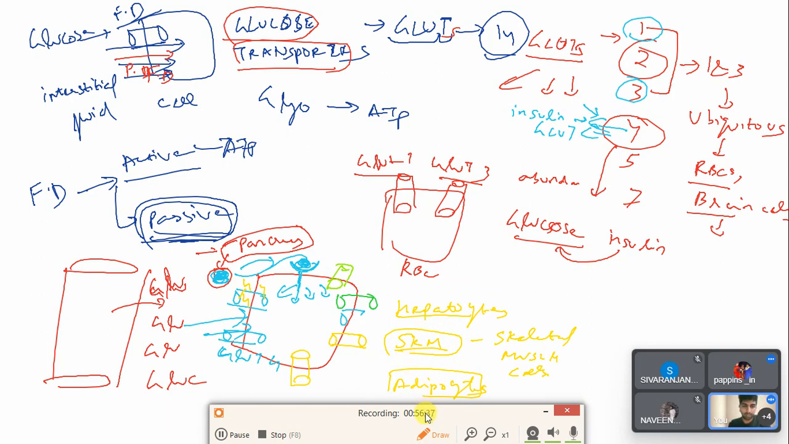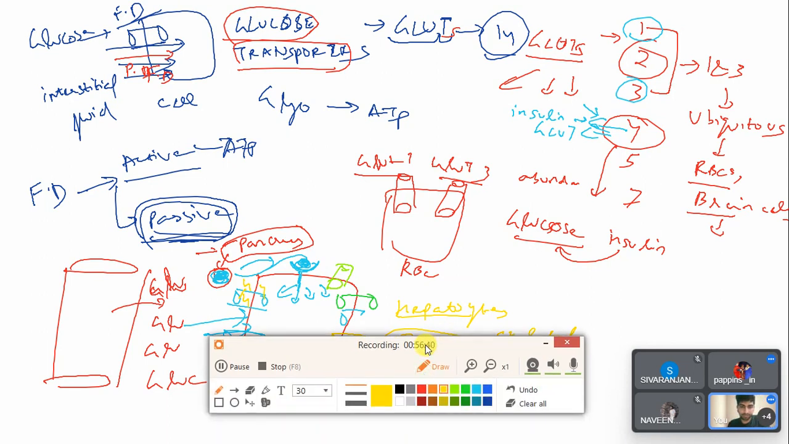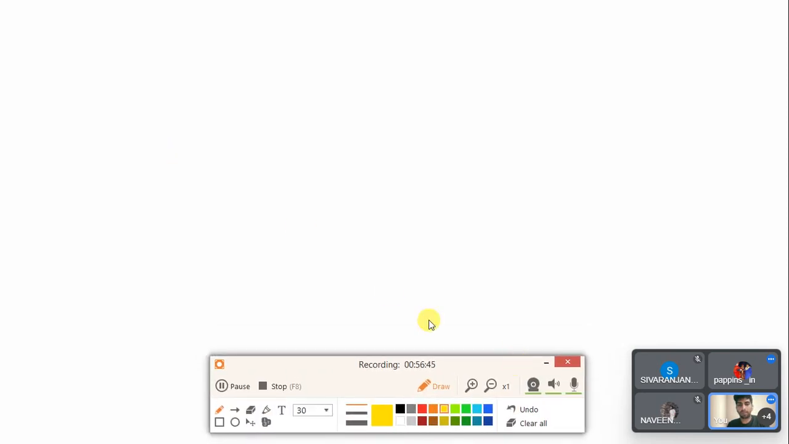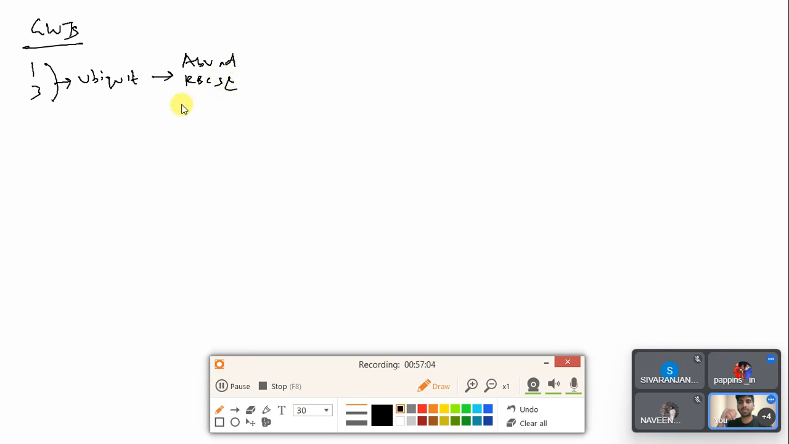So I'll clean this area first. We were talking about GLUTs 1 and 3. They are present in you. They are ubiquitously expressed. They are mostly in abundance in RBCs and brain cells, neurons.